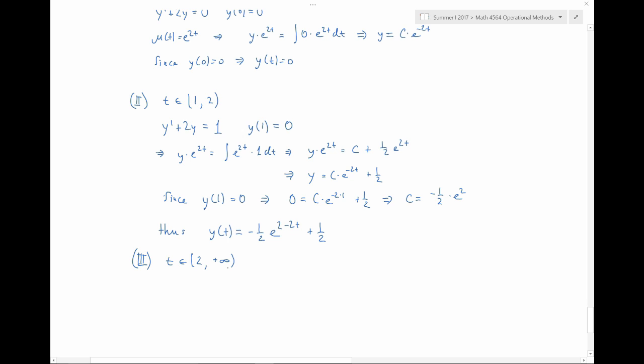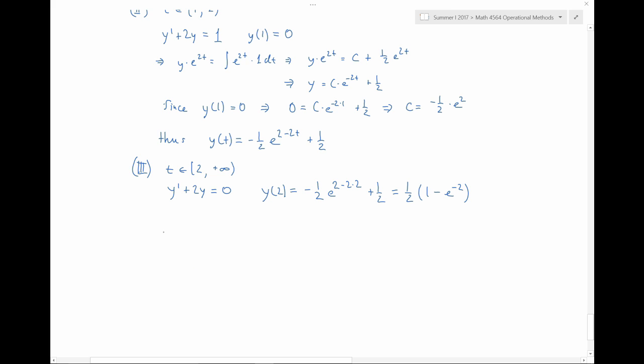This one is a little bit more complicated. We have the differential equation y prime plus 2y equals 0 this time, but the initial condition is not that easy to obtain, so y of 2 has to be whatever the previous formula stopped at. We assume that the solution to the differential equation is continuous, and therefore y of 2 should be the same as what the previous expression was approaching as t was approaching 2. So it's minus 1/2 e to the 2 minus 2 times 2 plus 1/2. So it is 1/2 times 1 minus e to the negative 2.